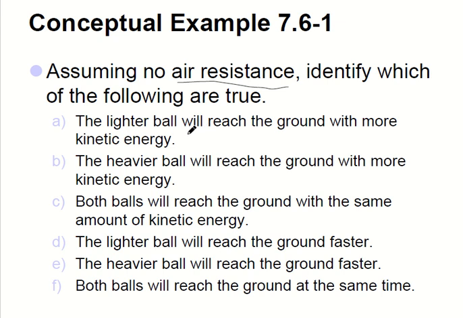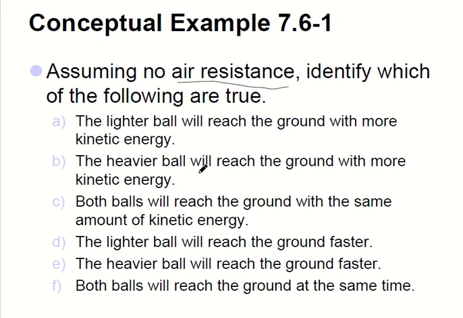So why this is wrong is, if you think about a lighter ball, it means you have not much potential energy, and also not much kinetic energy at the bottom. So this is wrong. It's going to reach the ground with less kinetic energy because it is lighter, because your kinetic energy depends on the mass, your half mv squared.